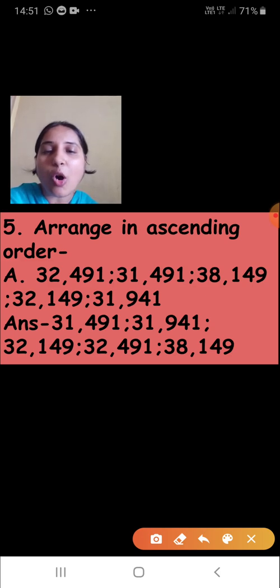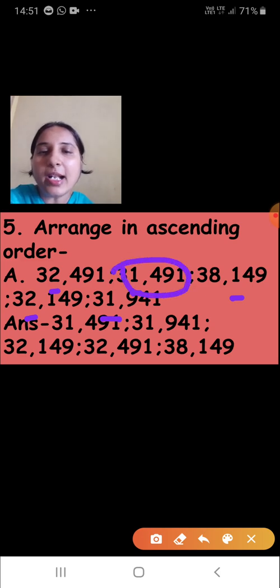So first, which one would be the smallest here? You can see all the numbers have 3 at the 10,000 place. So we will see the digit at the 1000 place. There we have 2, there we have 1 at the 1000 place, there also 1, there 2 and there 1. So which one would be the smallest? Which would be having 1 at the 1000s place? So this one and this one. Which one would be smaller now? Now we will see the digit at the hundreds place. There we have 4 and there we have 9. So which one would be smaller?